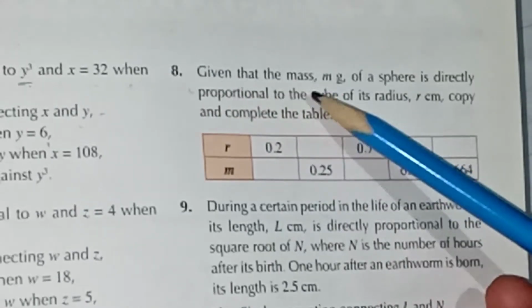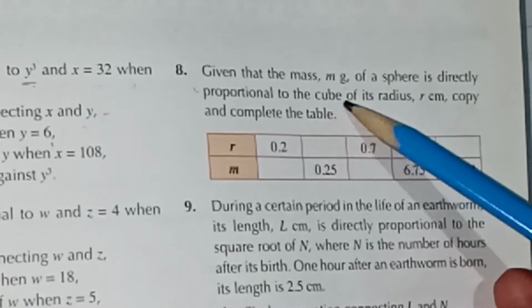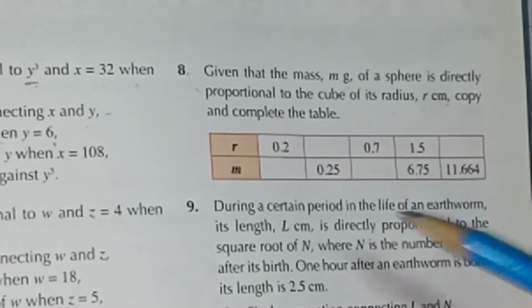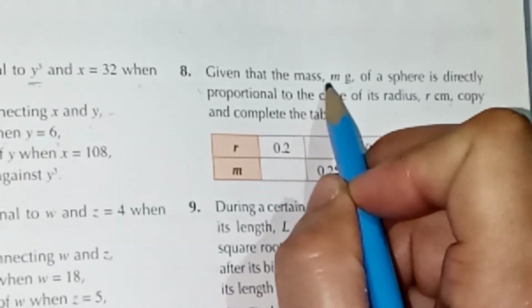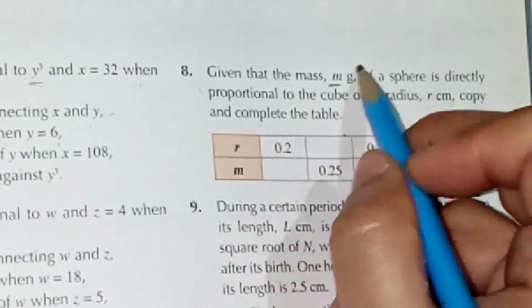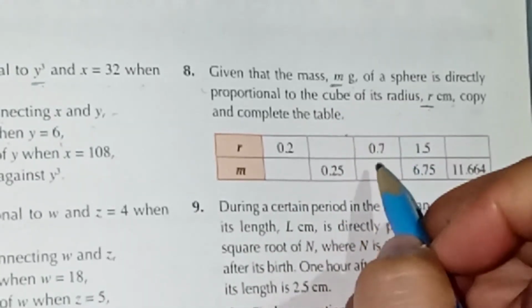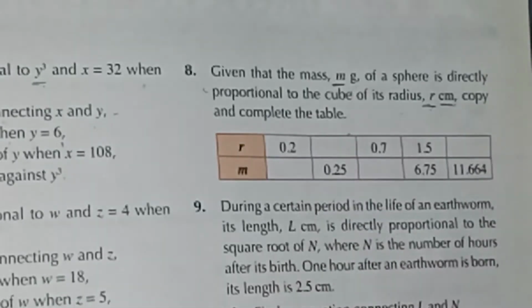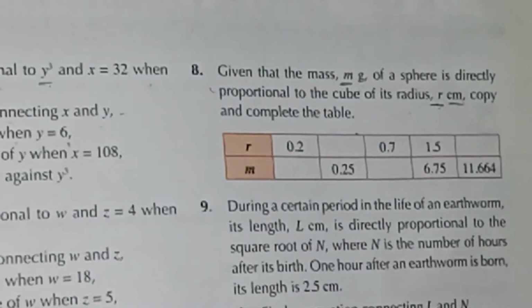Given that the mass in grams of a sphere is directly proportional to the cube of its radius r in centimeter, copy and complete the table. This is the symbol for mass, that is m, and mass is given in gram here, and this is the symbol for radius here, r, and radius is given in centimeters here. So we have to complete the table by using an equation.